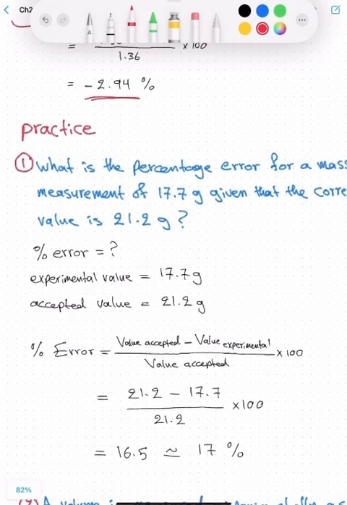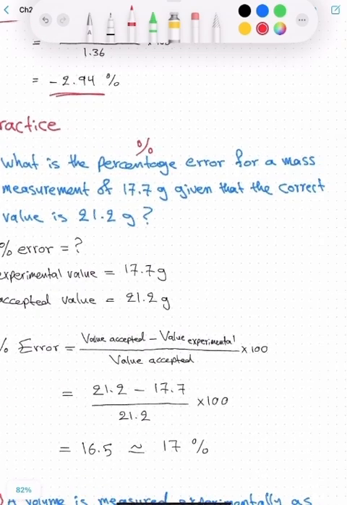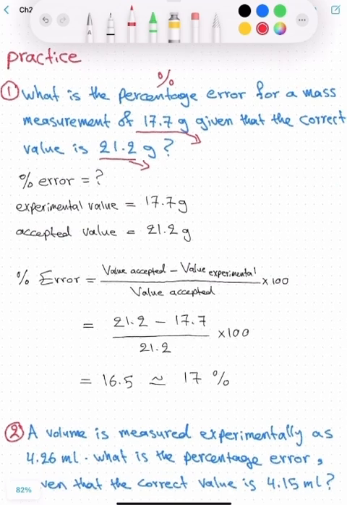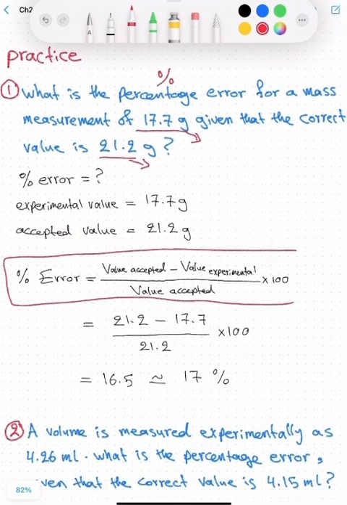Practice number 1. What is the percentage error? Again, percentage error is unknown for a mass measurement of 17.7, given that the correct value is 21.2. So this is the correct value or accepted value, and this is the one you did, the experimental value. Then calculate percentage error again. Use the rule, subtract them, divide by 21.2, which is the accepted value. Then you get an answer, which is 16.5, close to 17 if you round it.